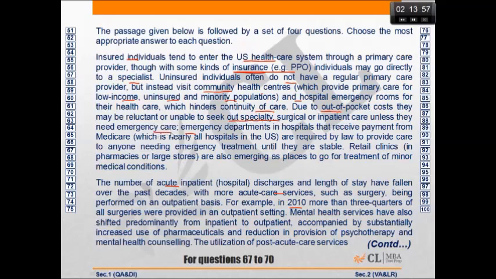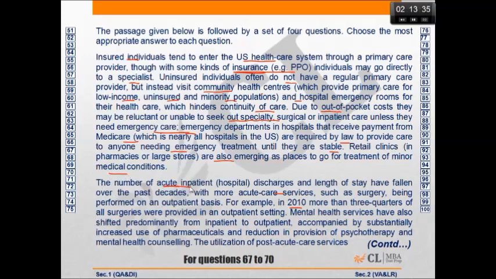they need emergency care. Emergency department hospitals that receive payments from Medicare, which is nearly all hospitals in the US, are required by law to provide care to anyone needing emergency treatment until they are stable. Retail clinics and pharmacies, large stores are also emerging as places to go for treatment for minor medical conditions.